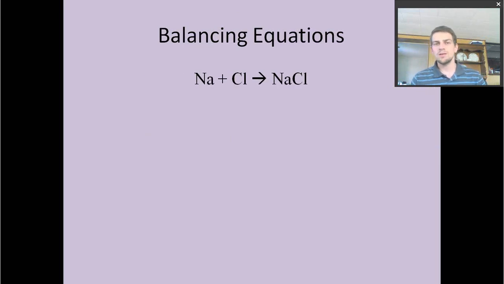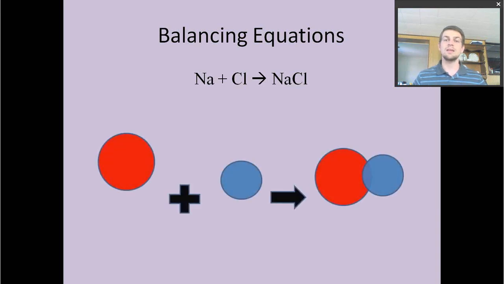So if we look at this sodium plus chlorine, giving you sodium chloride, I will represent this equation with a picture. The red circle here is a sodium atom, the blue circle here is a chlorine atom, and when you add them together, you get sodium chloride. Notice how they're stuck together here on the right side of the arrow, because that is our product and it's a synthesis reaction.